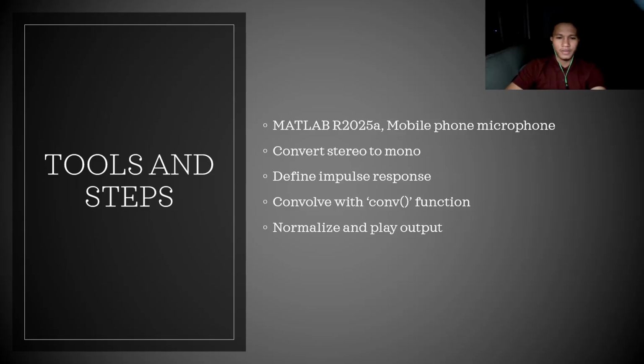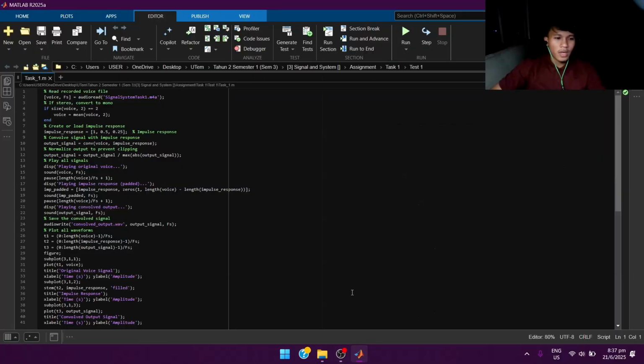So, step 1, which is reading and pre-processing the audio. First, I read the recorded audio file using audioread. Since some of the recordings may be stereo, I check if the signal has two channels using size(voice, 2) equals 2. If it does, I convert it to mono by averaging the left and right channels using mean. This ensures that we're working with a 1D signal, which is required for the convolution operation.